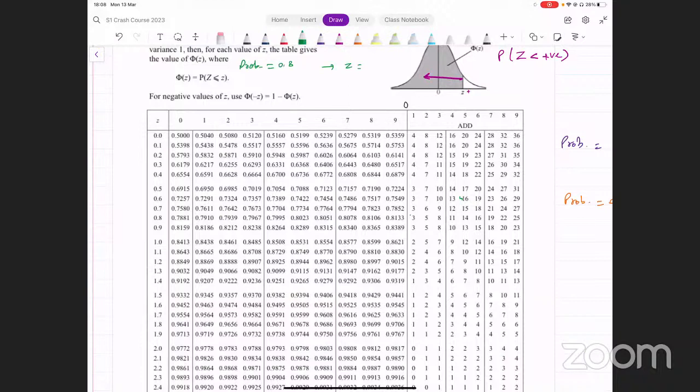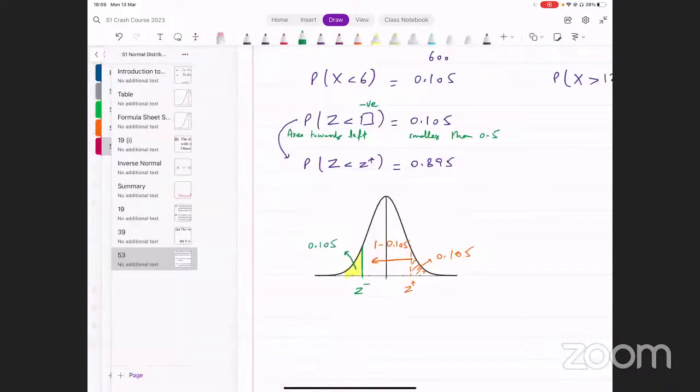0.895. Okay, so we have 0.8944. What value of z are we getting from this? 1.25. And then how much do we have to add more? 6. We go to the right side. This is where 6 is. The third decimal place, therefore, should be 3. So that's 1.253. That's the value of z that we have.